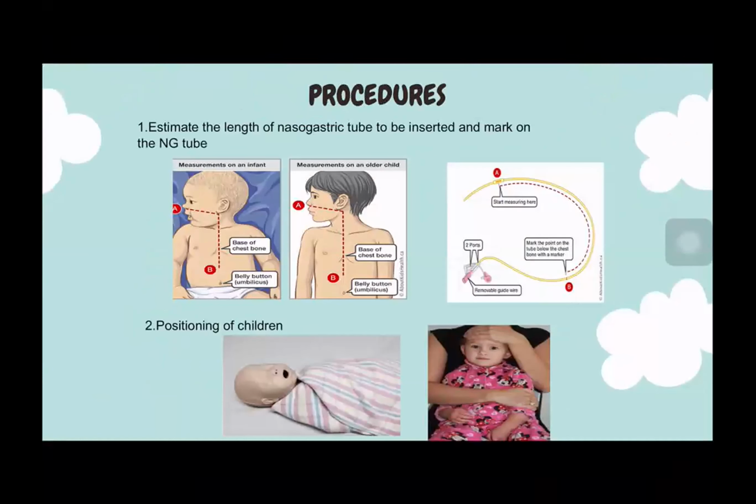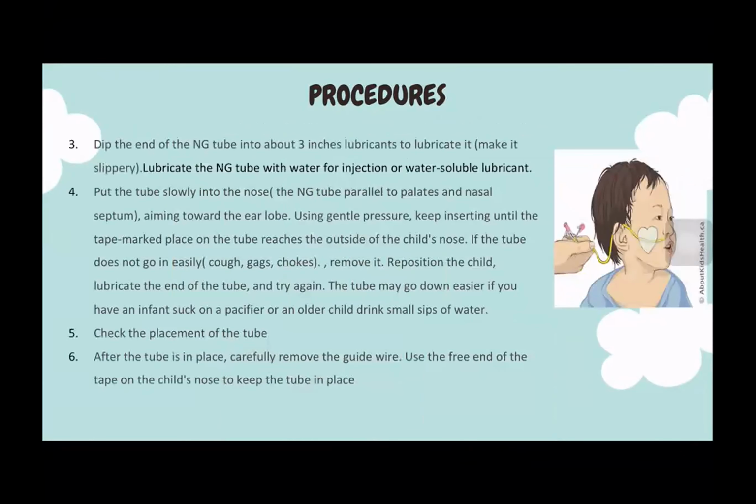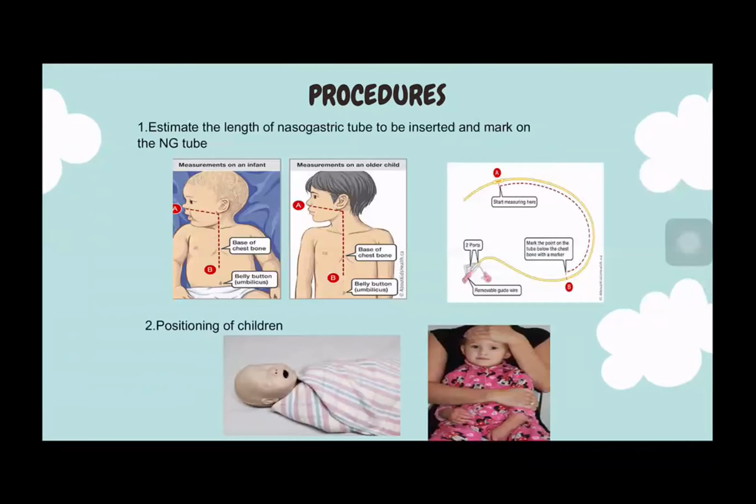Okay, for the procedure, first of all, after you have explained the procedure and gained consent, you estimate the length of nasogastric tube that needs to be inserted and mark it on the tube. For an infant, the measurement would be from the bridge of the nose to the earlobe and to a point halfway between the xiphoid process and the umbilicus. For older children, more than 1 year old, the measurement would be from the bridge of the nose to the earlobe and down to the xiphoid process. Next, you mark on the nasogastric tube. Next slide, please.